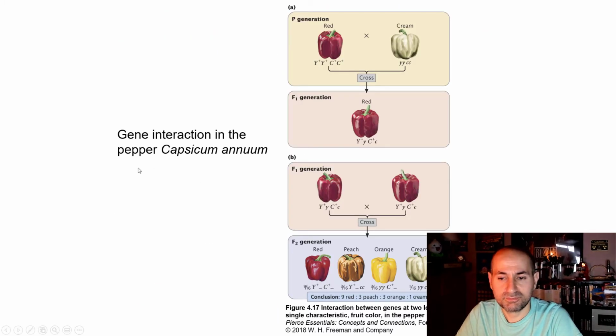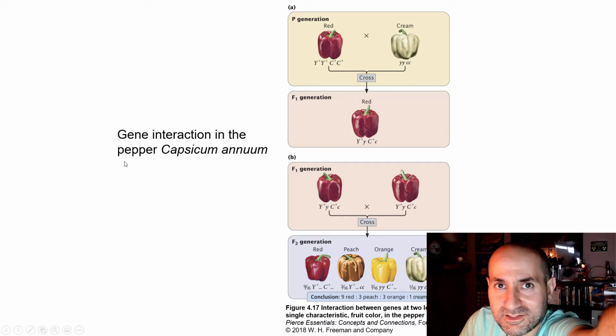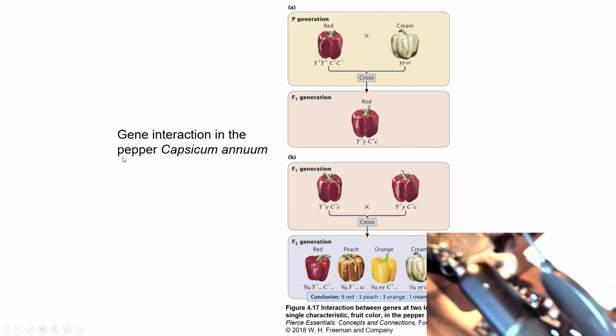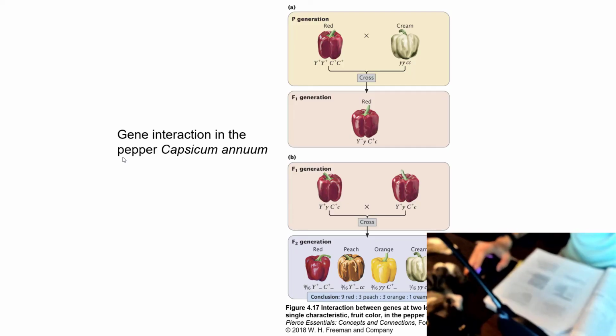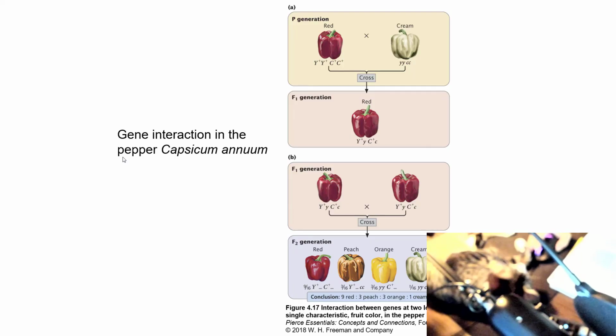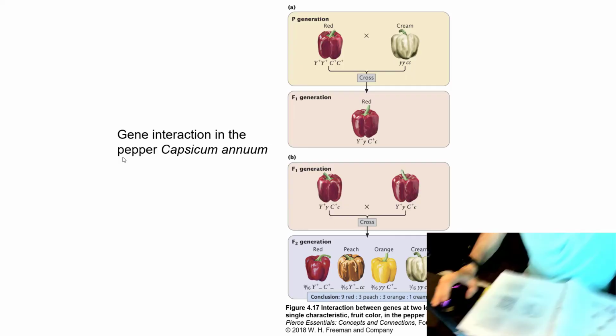So here's an example of gene interaction. And by the way, Wiki's come to say hi and help me do the presentation, he's just hanging out over here. Hi, Wiki.